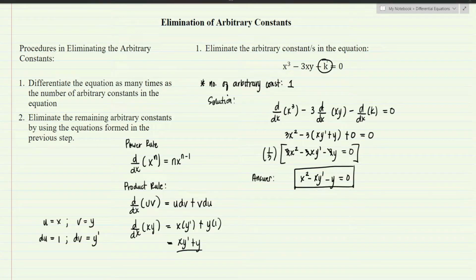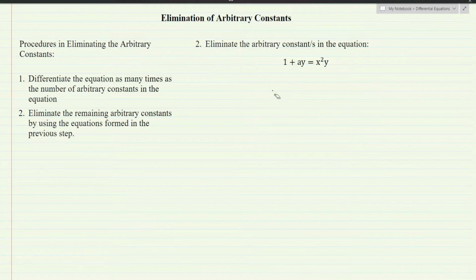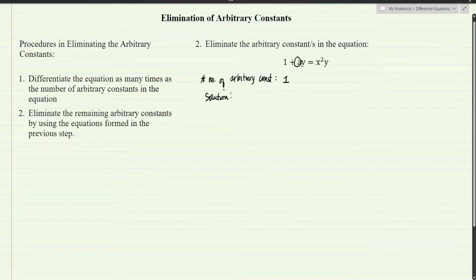Let's now solve problem number 2. For this problem, we have here the equation 1 plus ay equals x squared y. Again, the first step here is to count the number of arbitrary constants. And by looking at the equation, we only have one, and that would be the constant a. So it means for its solution, we will only have to differentiate our equation once.